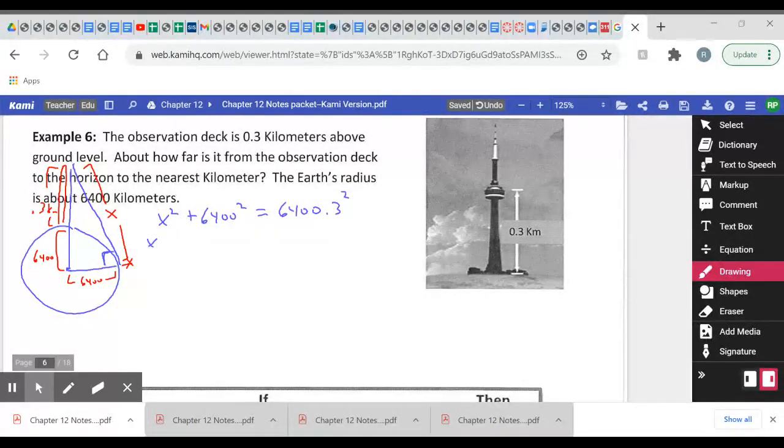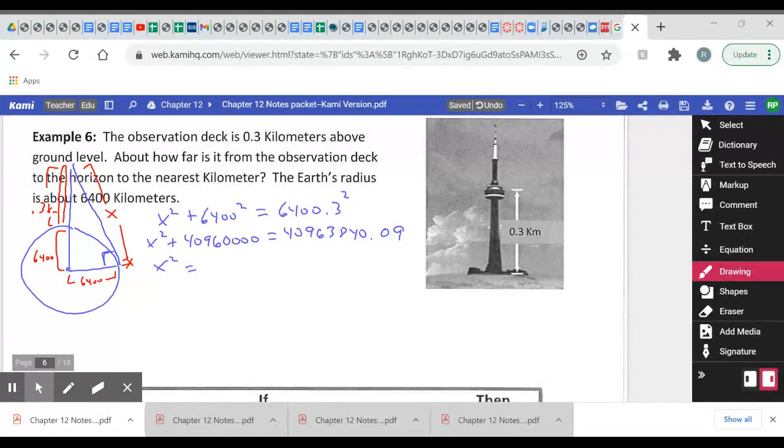All right, when I do that, I am going to get some rather large numbers. I get 4096 with 4 zeros after it. When I square the other side, I get 4096, and then I get 3840.09.